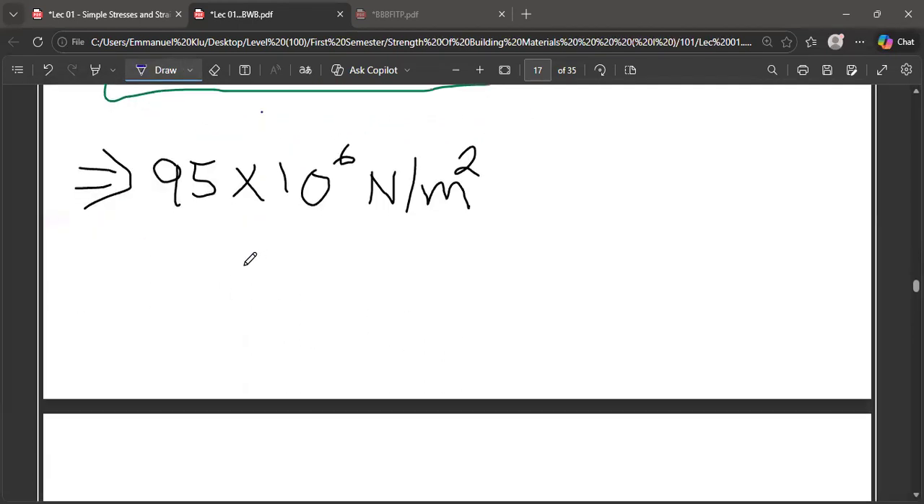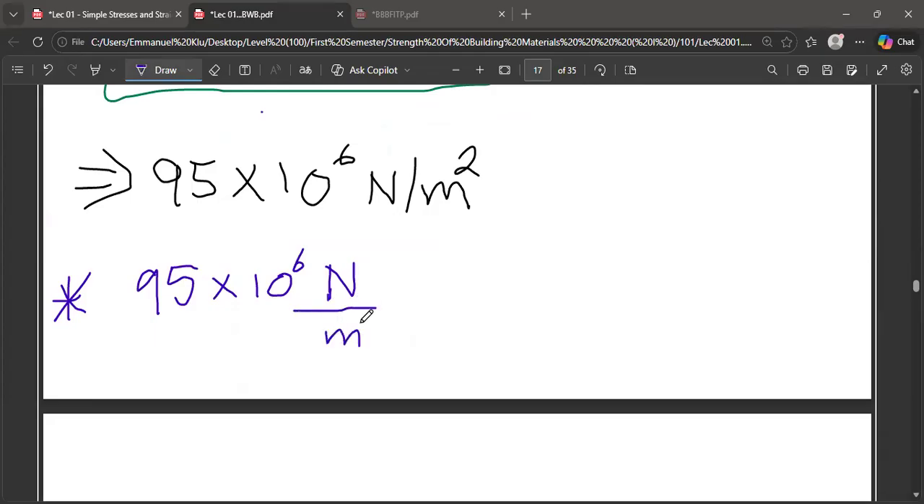What you are seeing over there can also be written in this form. It can also be written as 95 times 10 exponent 6 Newton per meter squared. But in this case, I can also write it this way. Do you agree with me? Do you all agree with me, please?